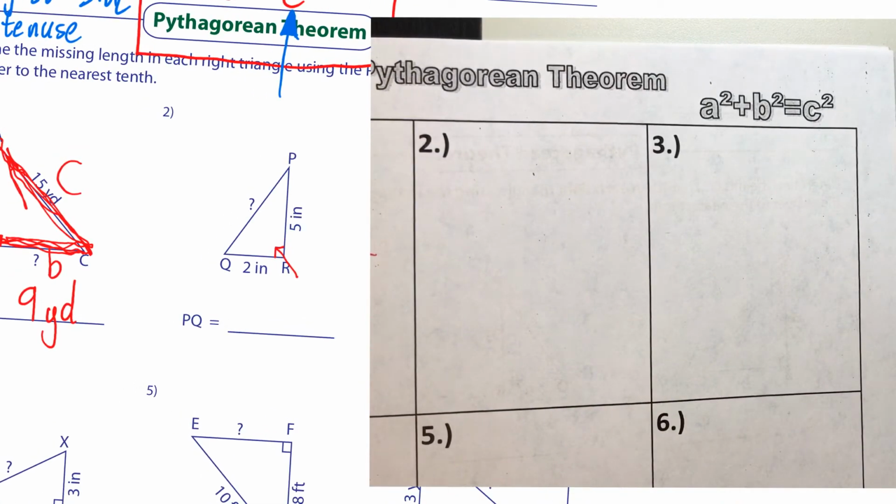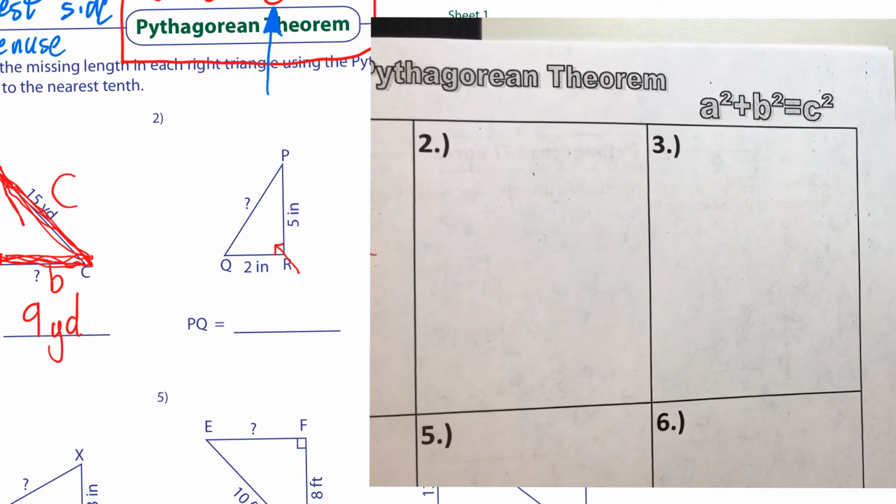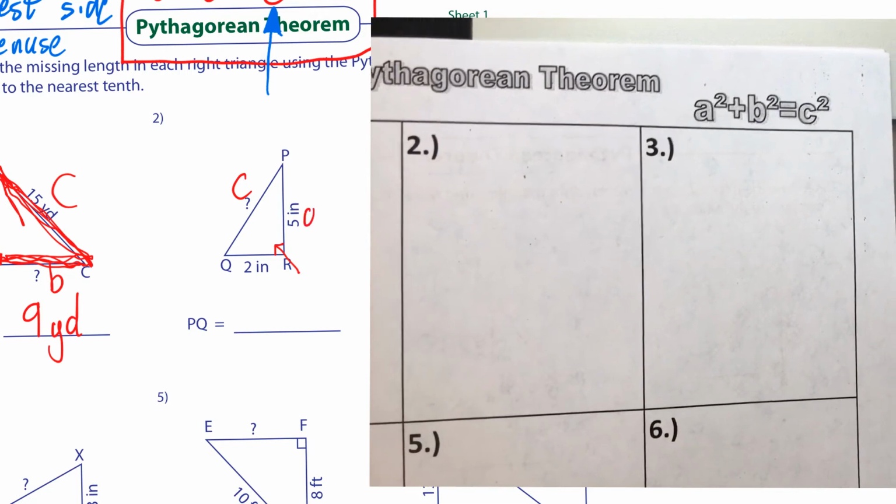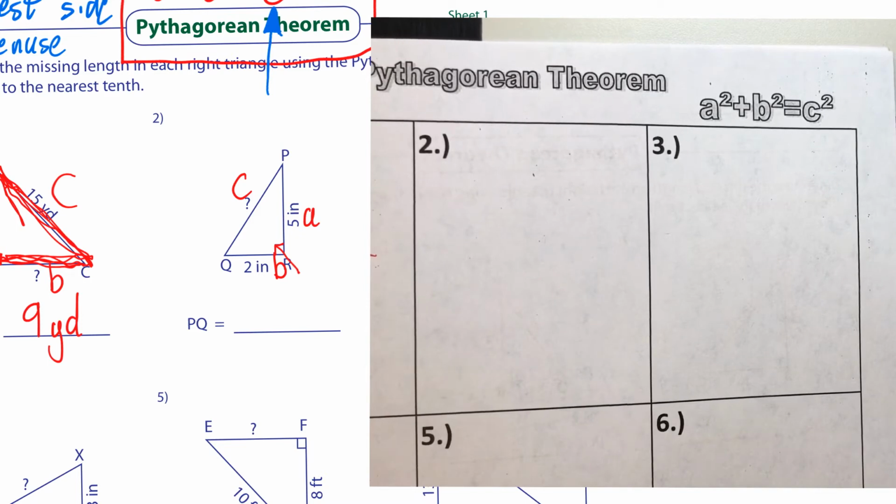All right, let's look at number 2. Okay, number 2, we've got the blank, the 2, and the 5. Which one of those three is the C? It's the blank one, the unknown one right here. There's my C. So then where's the A? 2. Okay, and again, it doesn't matter. You could put the A on either one of those two. So I'm just going to say this is A and that this is B. Some people do like A for altitude and B for base. That's not what that means, but you could think of it like that.